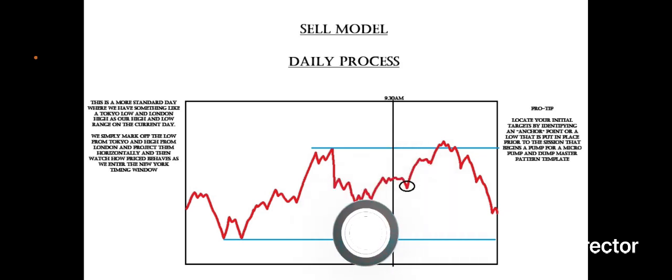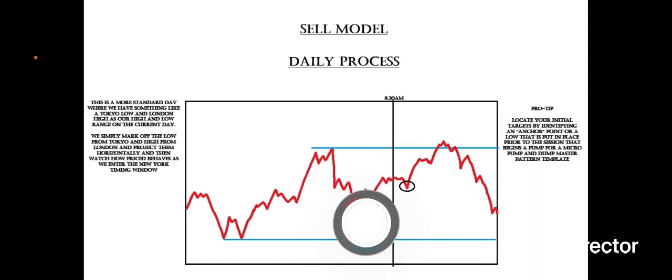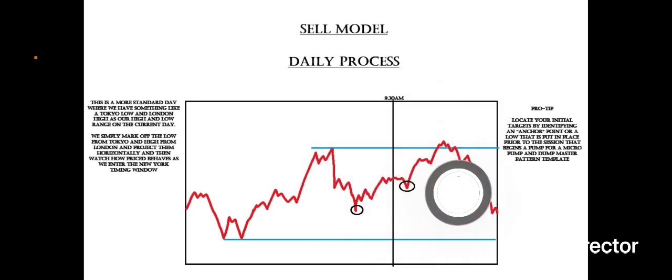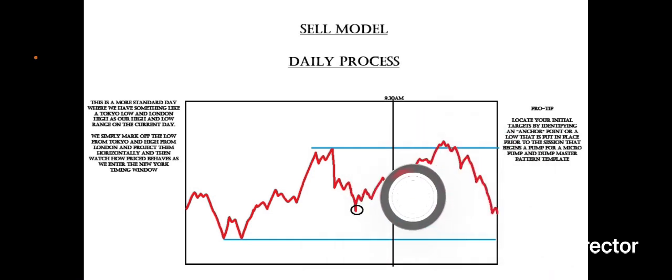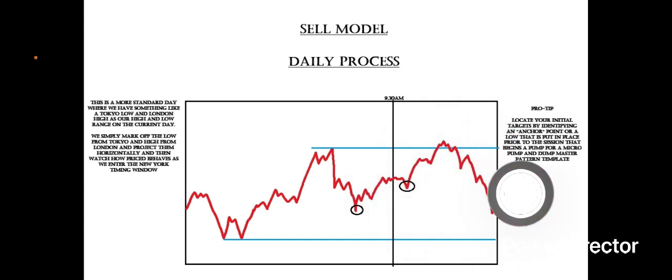These lows can be your initial target, your anchor point, okay? Where we put in a low and start to pump up to take out that level, okay? This would be like your initial target, all right? You can be comfortable, okay, depending on where you get in and how you like to trade, at shutting your trades down at these levels, okay?